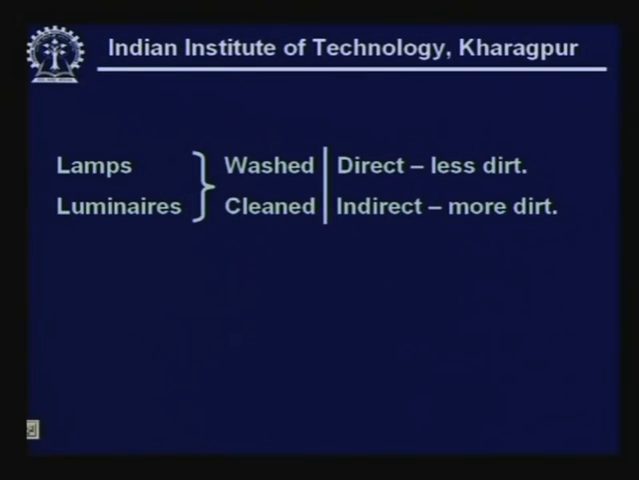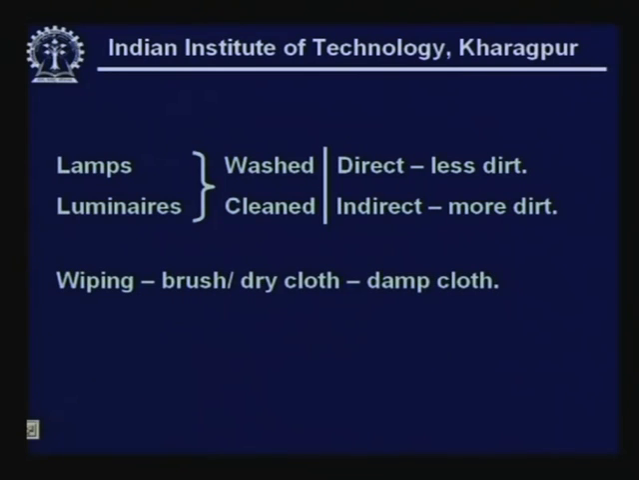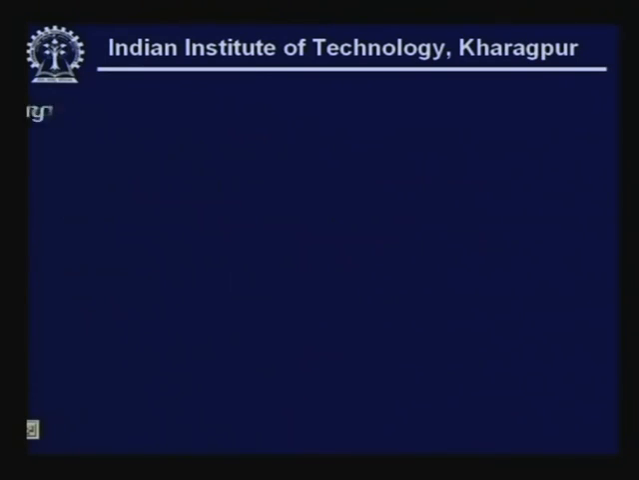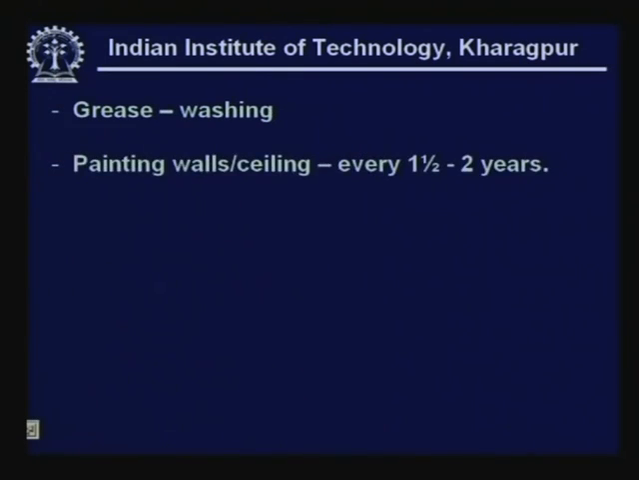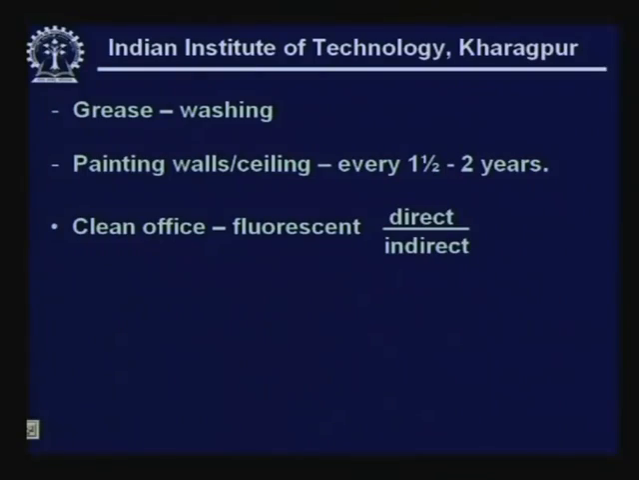The lamps and luminaires need to be maintained; luminaires could be washed and cleaned. In the direct case there is less dirt, in the indirect case there is more dirt, so there are more periodic requirements. This could be wiped with a brush, dry cloth or damp cloth. Grease should be washed off. That is as far as the lamps are concerned, but the interior, that is the walls and ceiling, are preferably painted every 1.5 to 2 years.